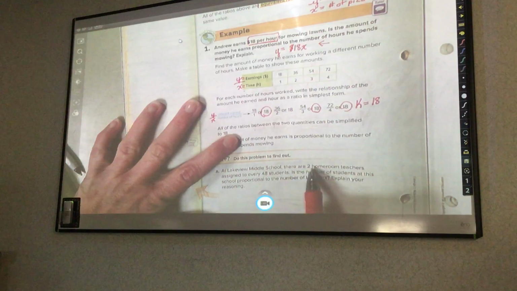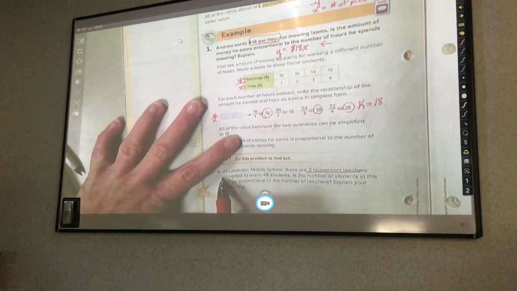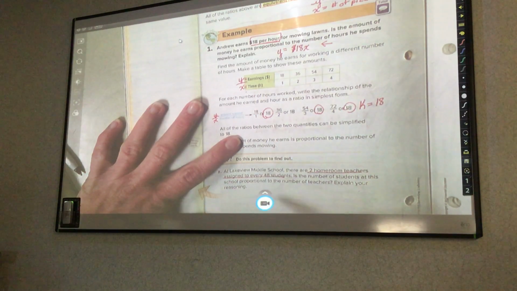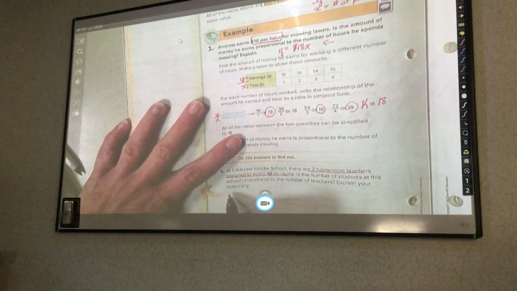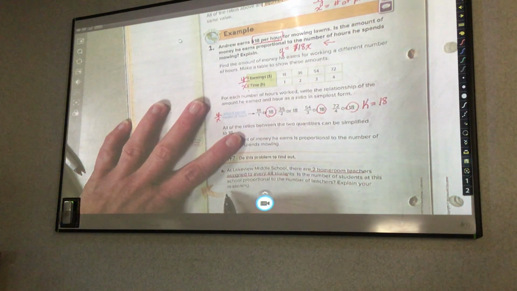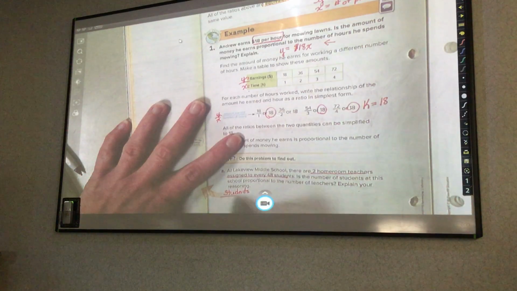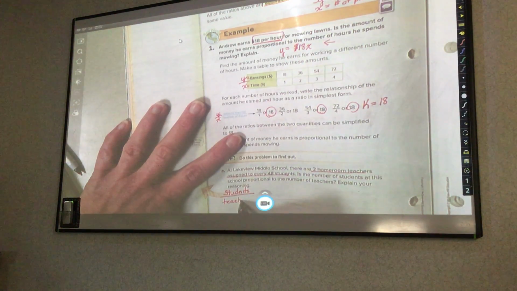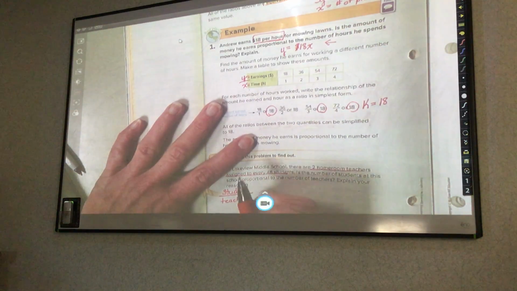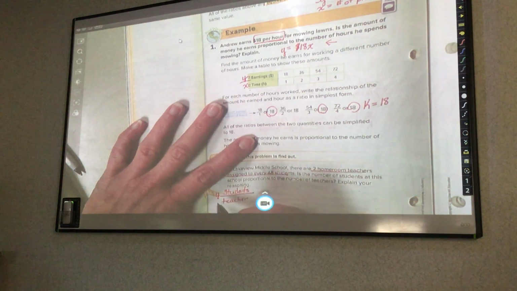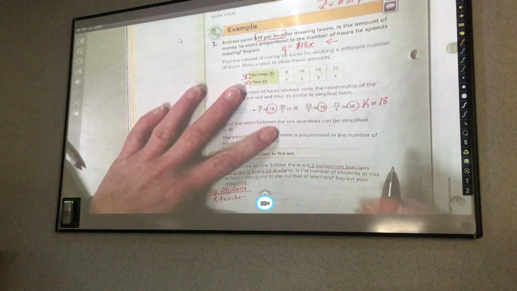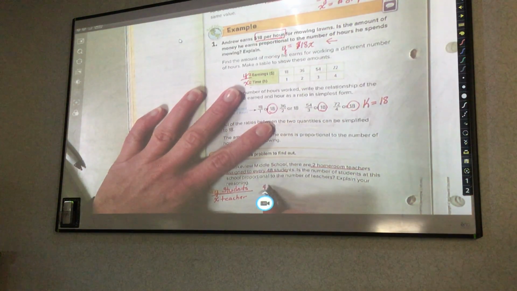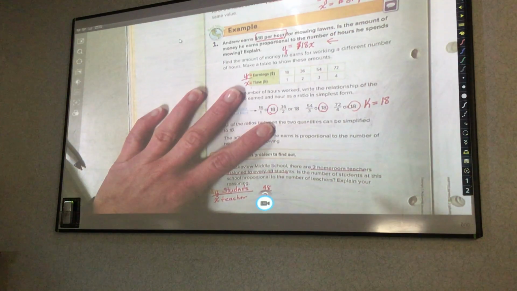At Lakeview Middle School, there are 2 homeroom teachers assigned to every 48 students. Is the number of students at the school proportional to the number of teachers? Well, we've got students per teacher. So we're going to write students per teacher. Students would be my Y. Teacher, it's always Y on top, X on the bottom. X would be my teachers. So there are 48 students, 2 teachers.